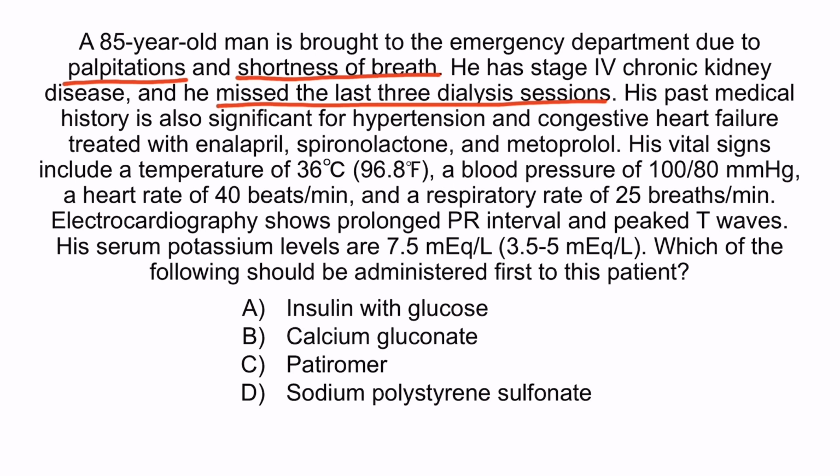The patient missed the last 3 dialysis sessions and now he presents with palpitations and shortness of breath. Electrocardiography shows prolonged PR interval and peaked T waves. His serum potassium level is 7.5. All these findings are consistent with hyperkalemia. The first-line therapy for symptomatic hyperkalemia is IV calcium gluconate to stabilize the cardiac membranes and treat the arrhythmia. Therefore, the correct answer is option B, calcium gluconate.